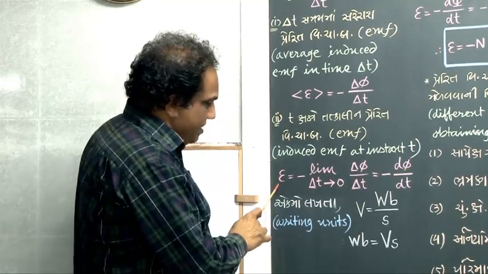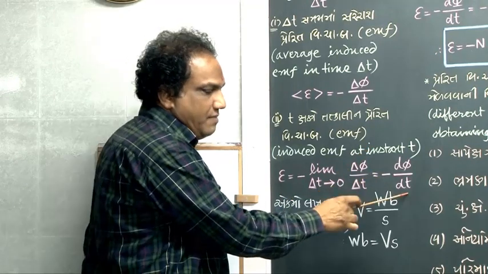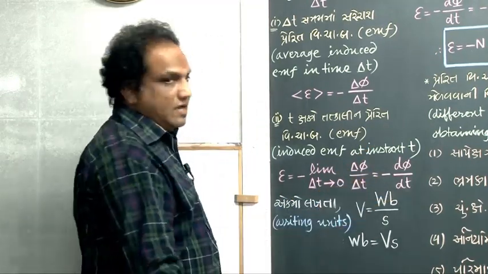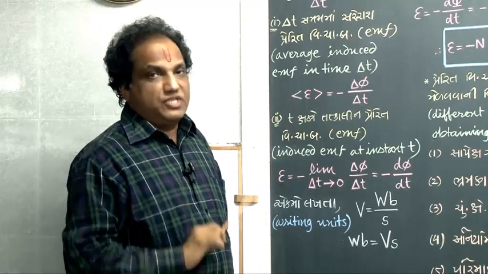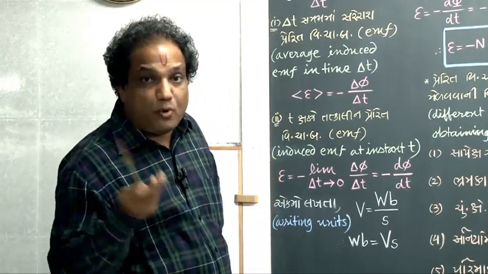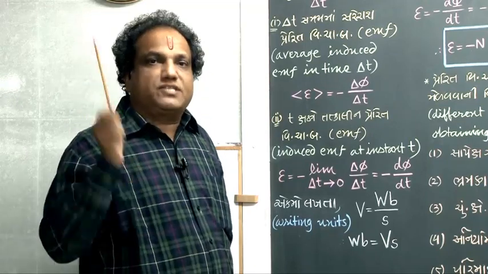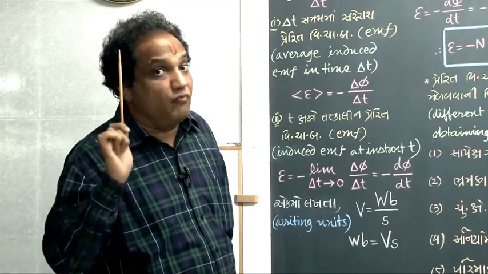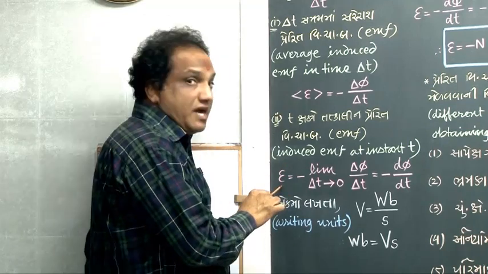E equals minus d phi by dt. Now let me write the SI unit on both sides. What is this induced EMF after all? It is nothing but some sort of potential difference, and you know the SI unit of potential difference is none but volt. So instead of E, I am writing its unit.